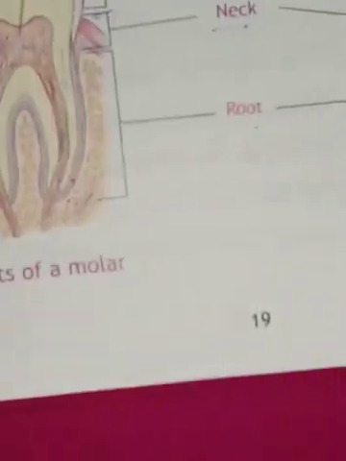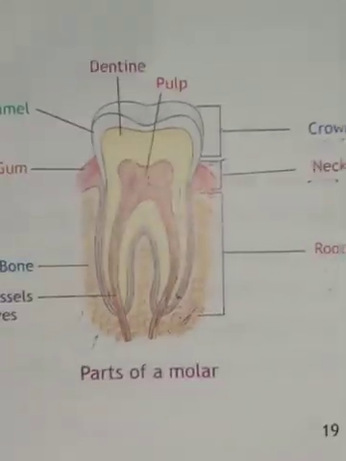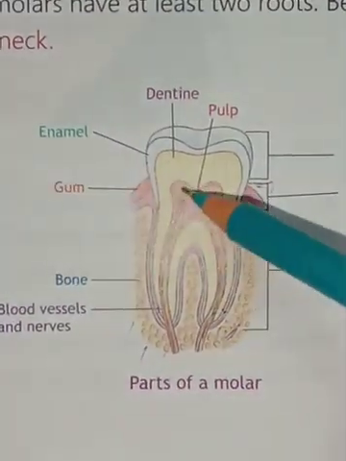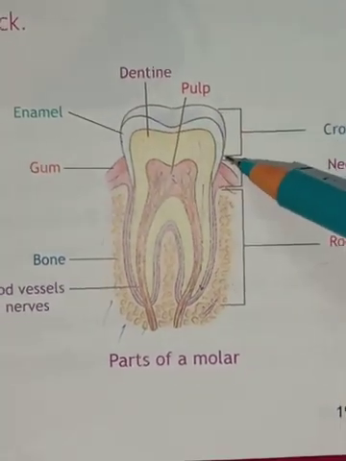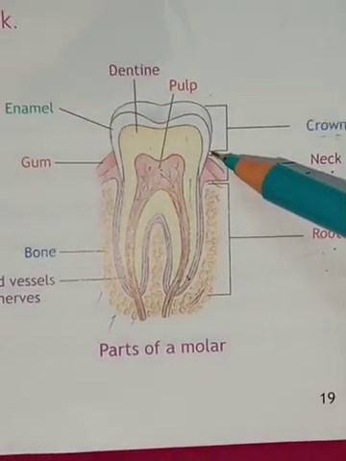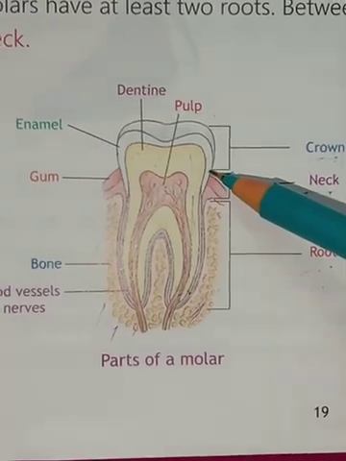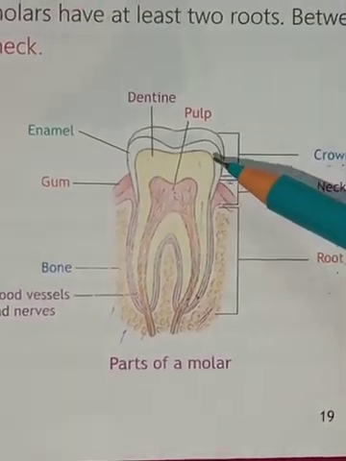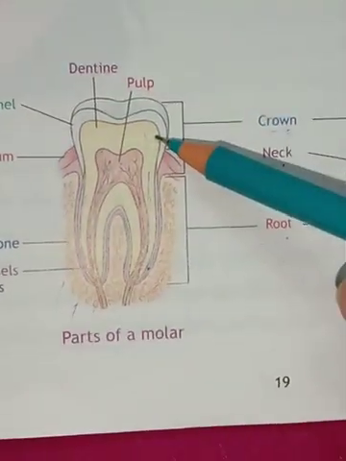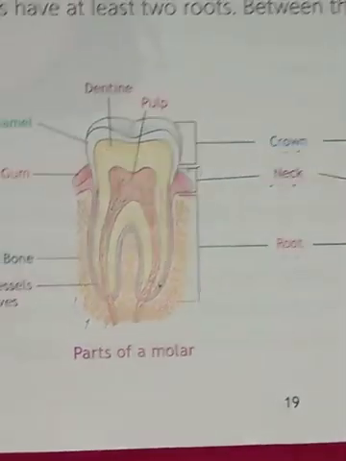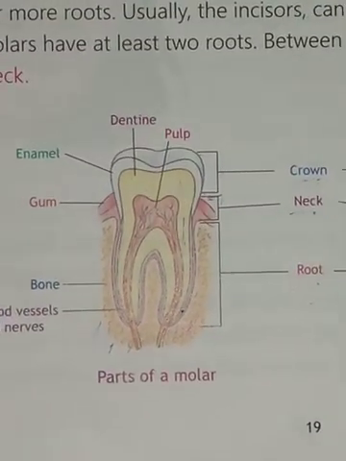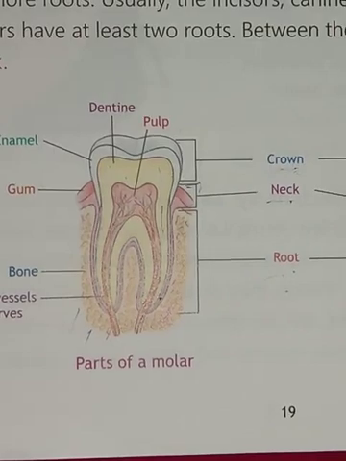They are protected by a hard, shiny substance which is covering the crown of the tooth, which is known as enamel. Enamel protects the crown. It is the hardest substance in the body. The white color of the tooth is only due to the enamel. I hope you have understood.